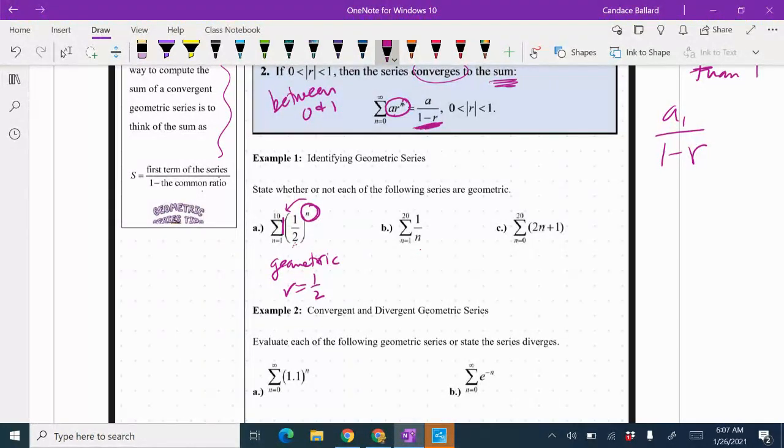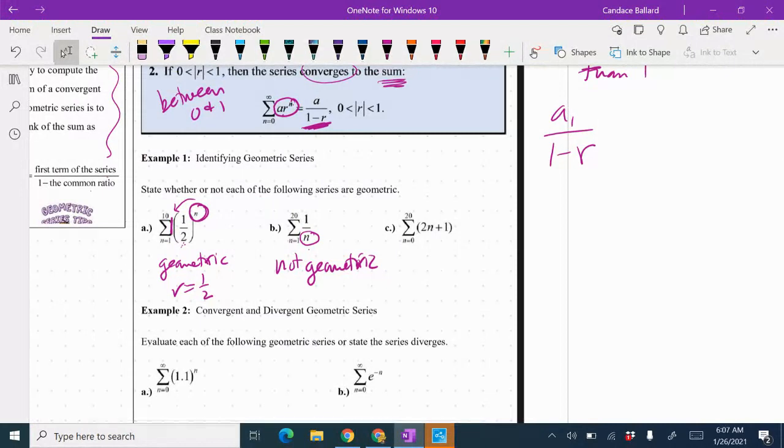In B, I do not have anything to the n power. I'm dividing by n, so this one is not geometric. And in C, again, I am looking for something that is to the n power. This is 2n plus 1. This is probably arithmetic, but it is definitely not geometric.